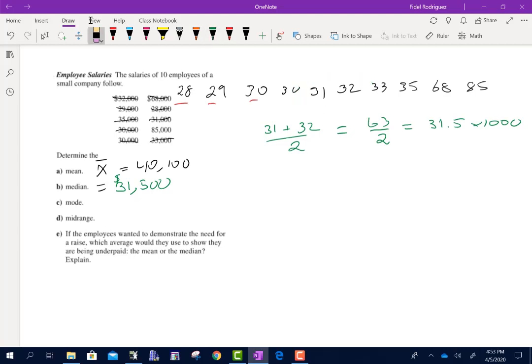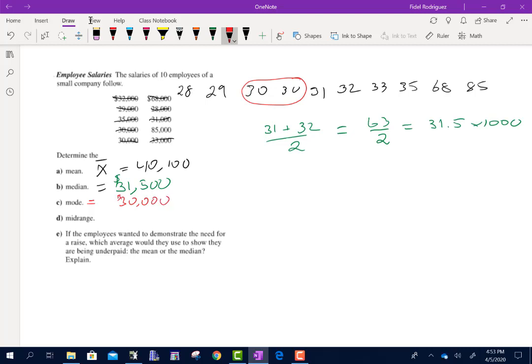So let me just get rid of these little red lines here. There we go. Now we want to find the mode. Now remember, the mode is the number that occurred the most often. So the number that occurred the most often was $30,000.